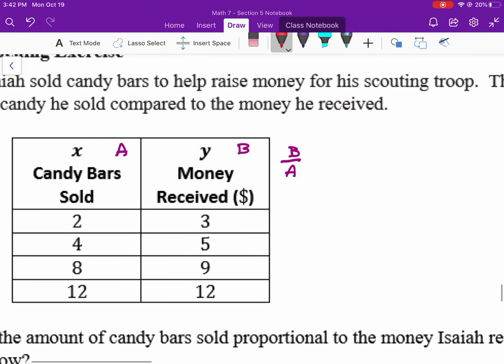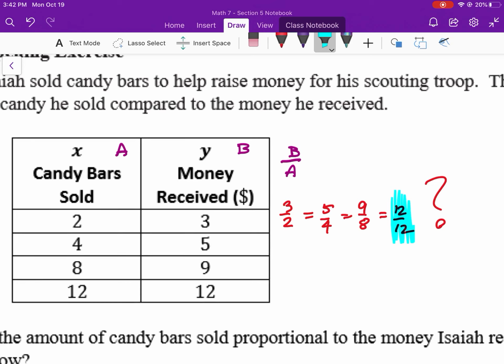and that kind of thing. So I look at this and I say, okay, is this proportional, this first one? Does 3 divided by 2 equal 5 divided by 4? Does it equal 9 divided by 8? Does it equal 12 divided by 12? That's the question. Are they all the same?